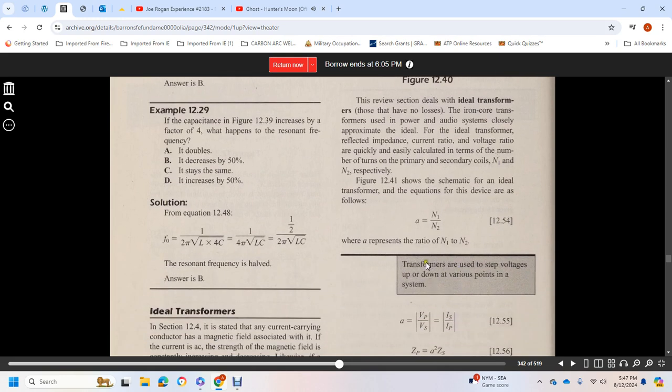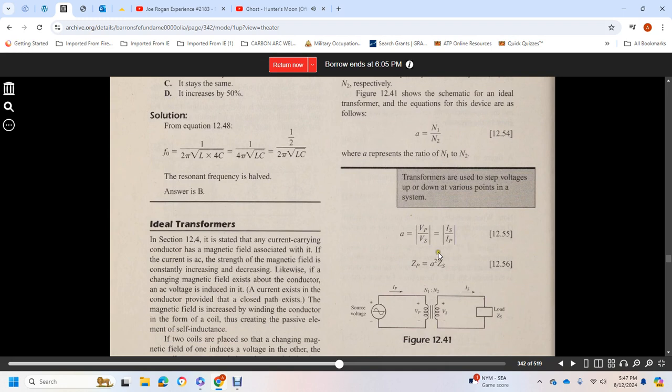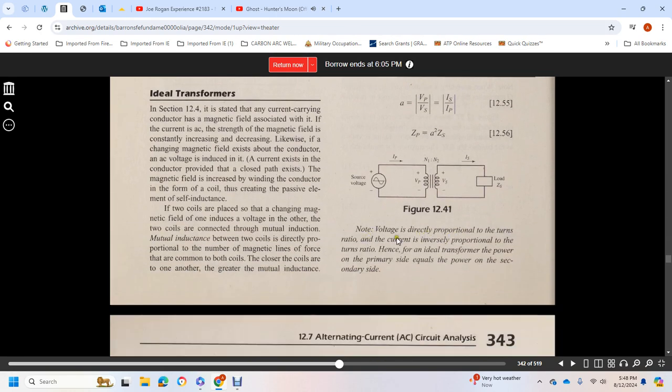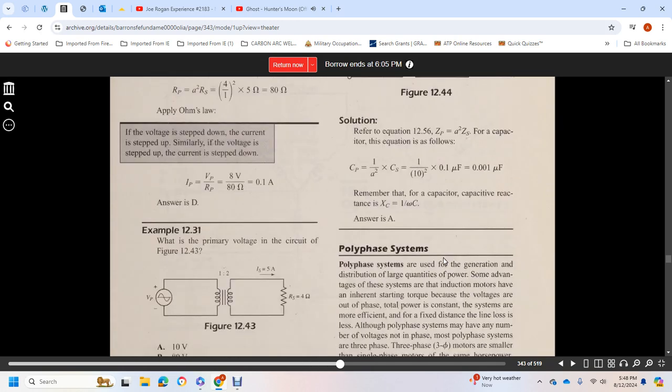The transformer steps the voltage up or down at various points. The turns ratio represents N1 to N2, so the primary voltage over the secondary voltage equals the secondary current over the primary current. This shows the transformer current relationship. Note that the voltage is directly proportional to the turns ratio, and the current is inversely proportional to the turns ratio. Hence, for an ideal transformer, the power on the primary side is equal to the power on the secondary side.